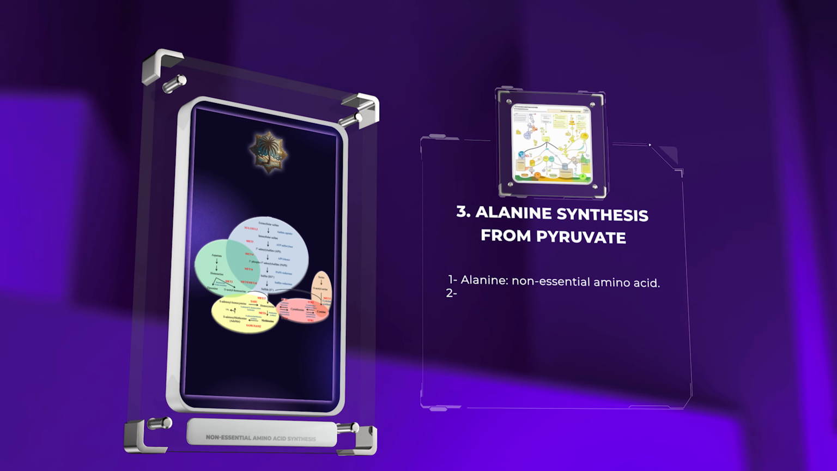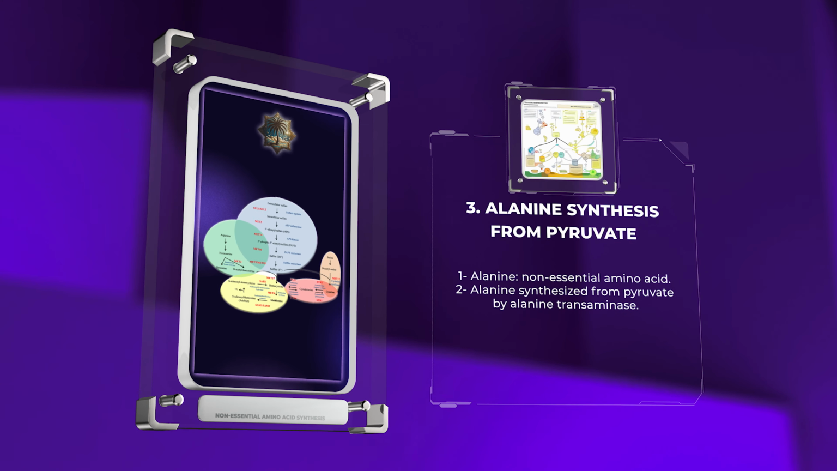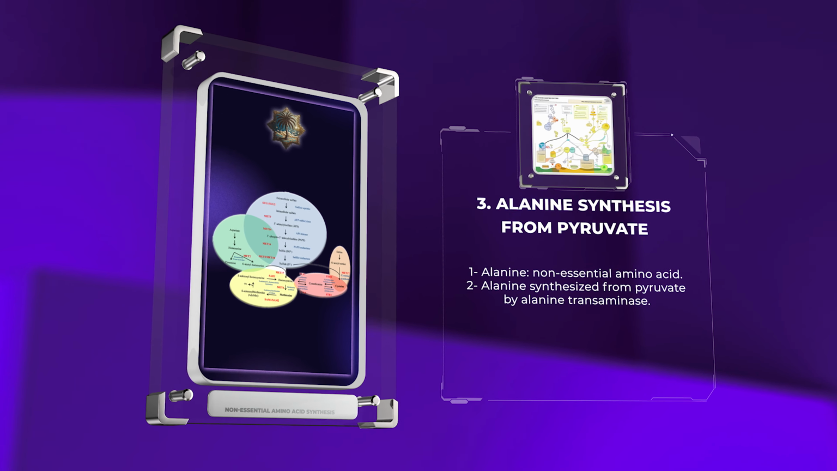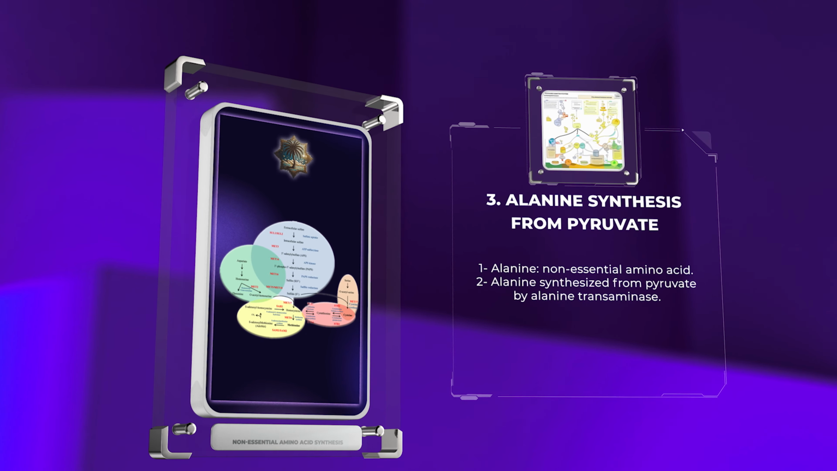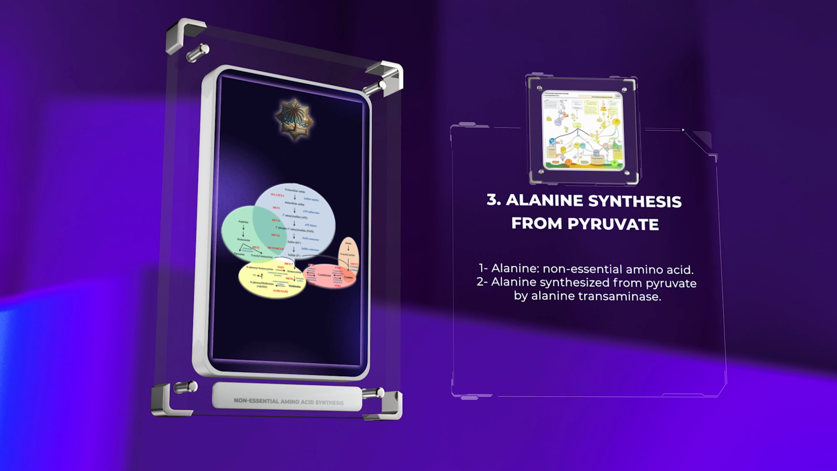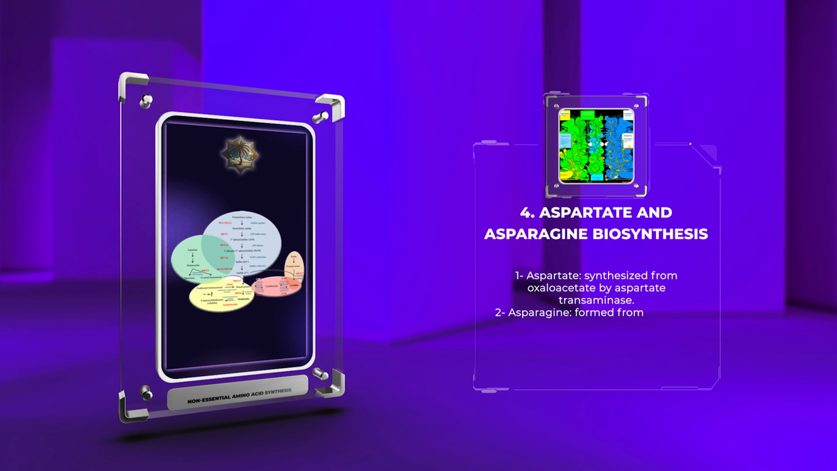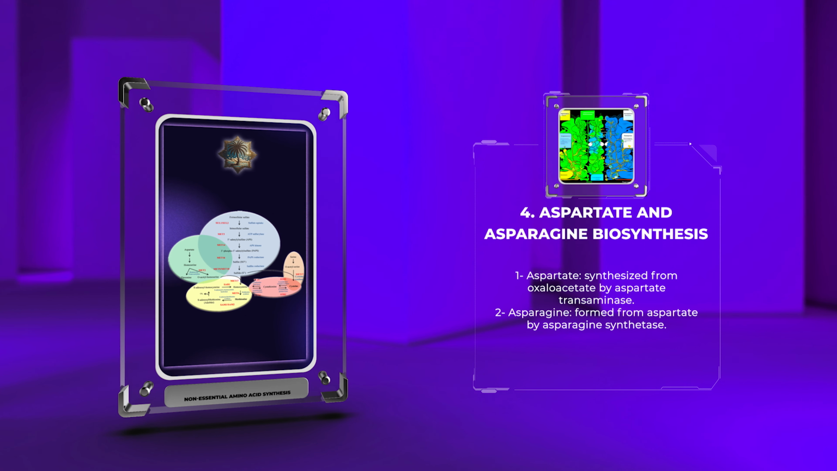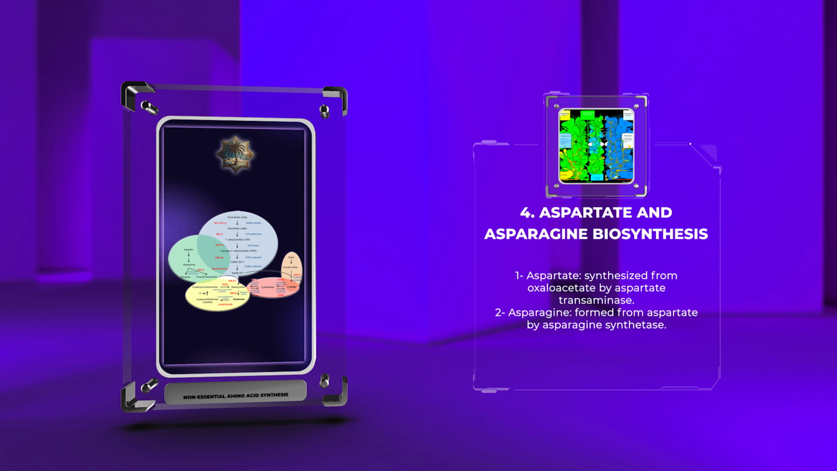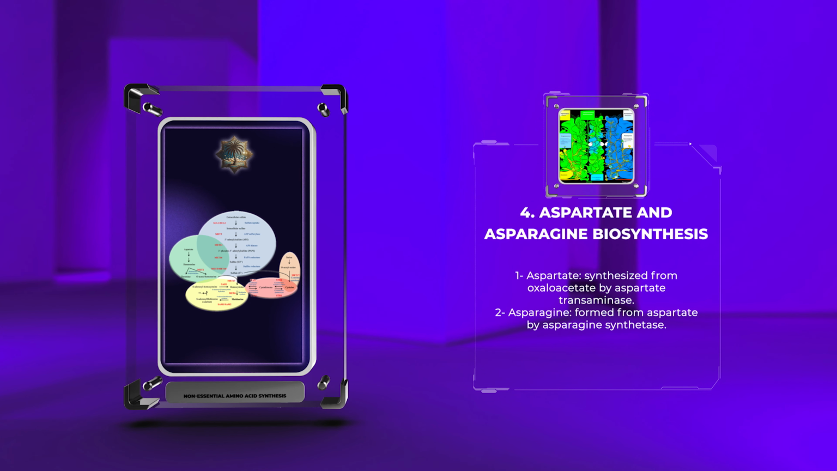Alanine is another non-essential amino acid that can be synthesized from pyruvate. This conversion is facilitated by the enzyme alanine transaminase, which transfers the amino group from glutamate to pyruvate, generating alanine and alpha-ketoglutarate. Aspartate can be synthesized from oxaloacetate through the enzyme aspartate transaminase, which transfers the amino group from glutamate to oxaloacetate. This conversion yields aspartate and alpha-ketoglutarate.